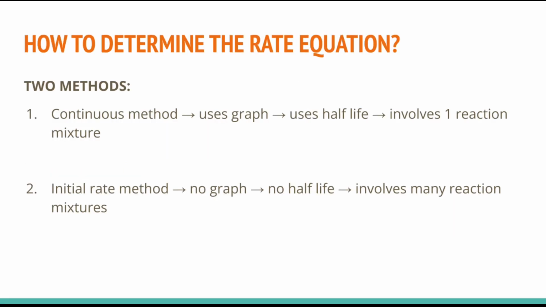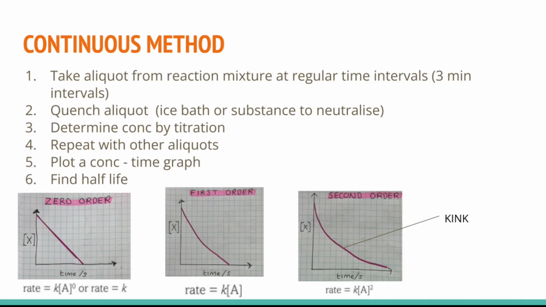How do you determine the rate equation? There are two methods to determine the rate equation. You have the continuous method and you have the initial rate method. How do you do the continuous method? The continuous method has the following steps.